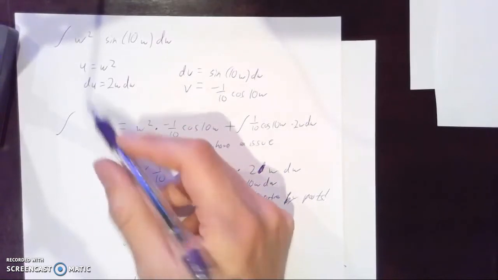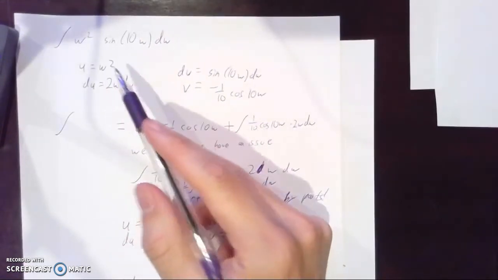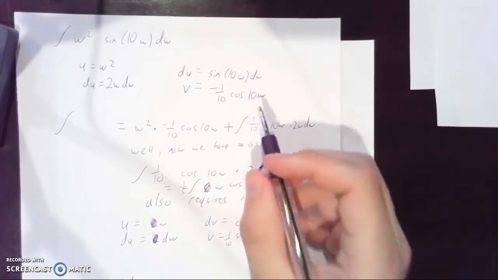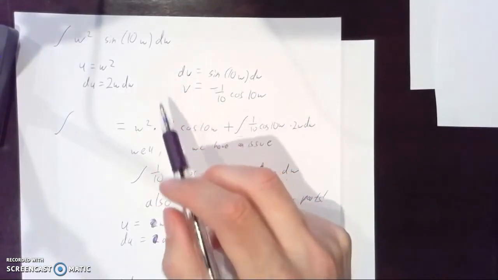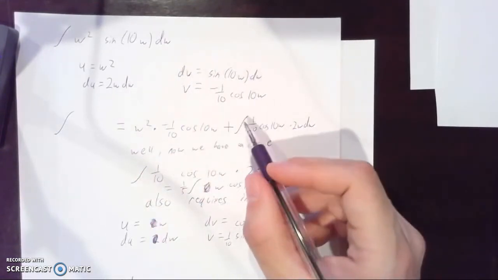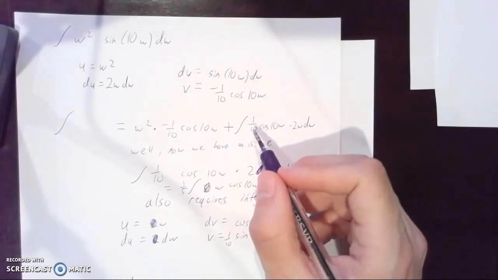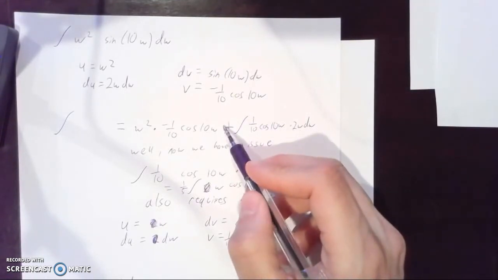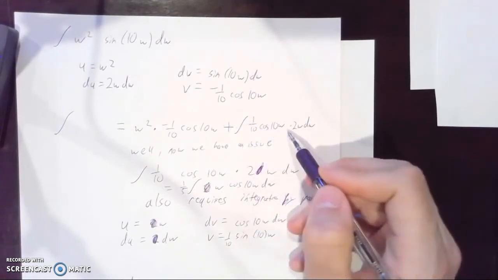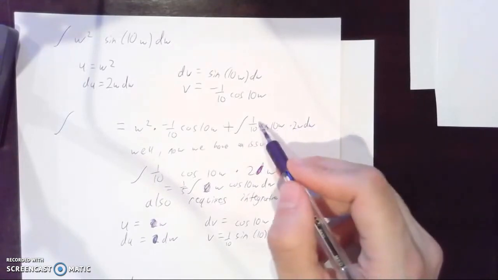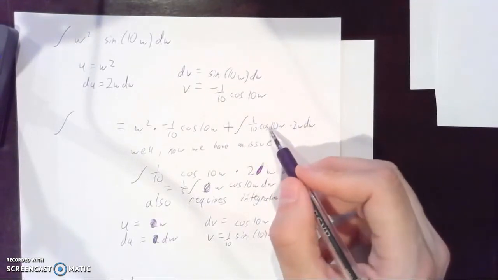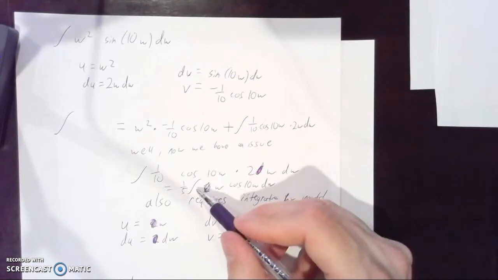Skipping a little bit of details here, this is our integral that we're working out. The uv: w squared times minus 1/10 cosine 10w. But now look at the integral of v du. You end up integrating 1/10. This was a minus sign in the formula, but this is a minus sign, so we change it to plus. Integrating 1/10 cosine 10w times 2w dw. Well, if you multiply, that's a 1/5 w cosine 10w. Right here, you can see that right there.